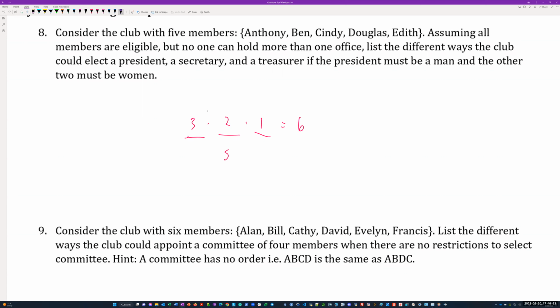Or just write out the tree thing. For the president, you can be what? A, B, or D. Is that right? Then given those 3 people, you got to pick a woman. So for A, you could pick Cindy and then Edith, or you could pick Edith and then Cindy. Does that make sense? So it's 3 times 2 is 6. Does that make sense?